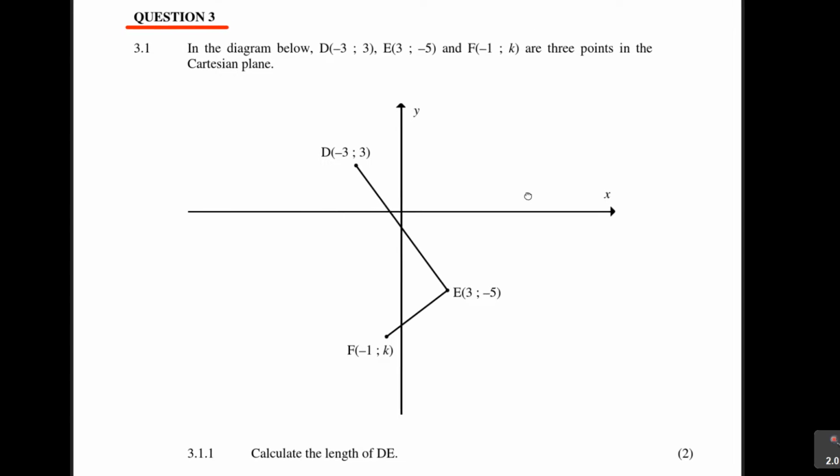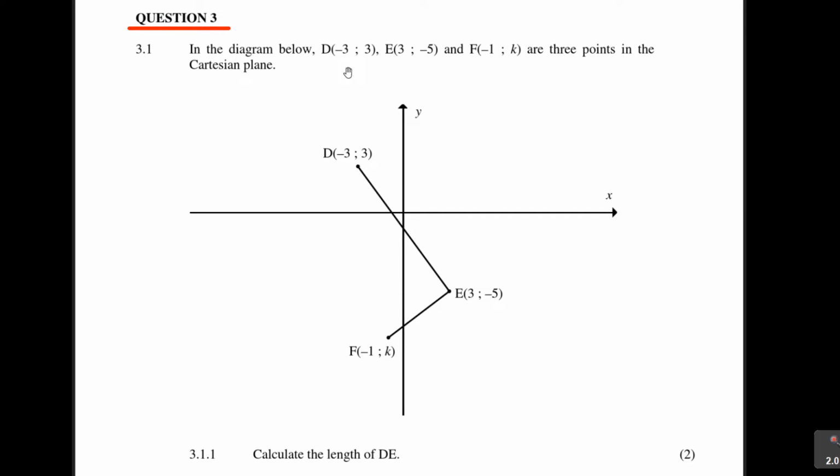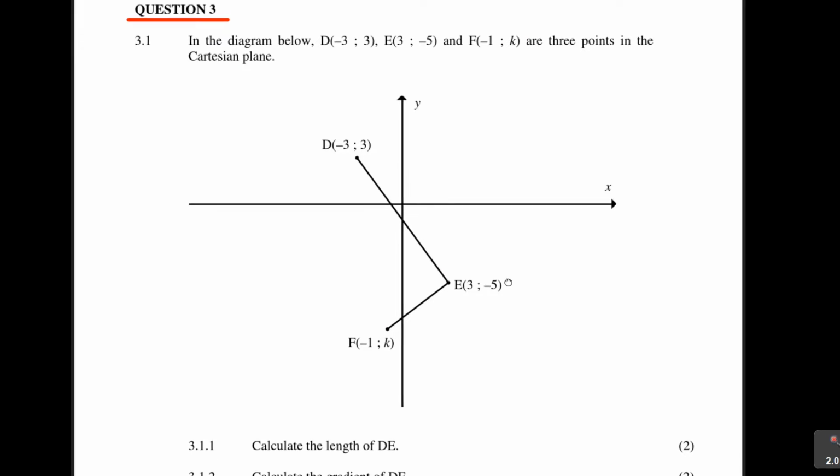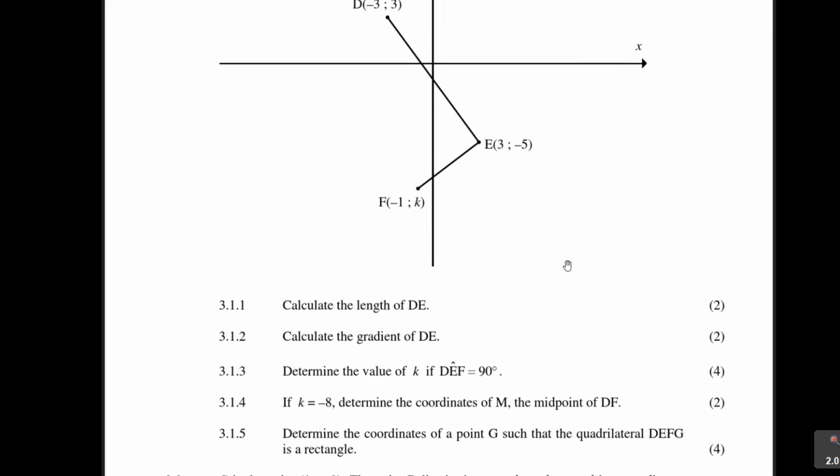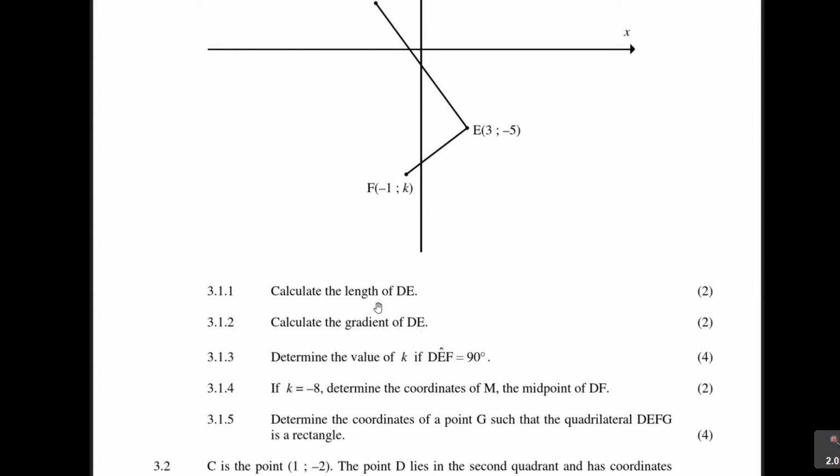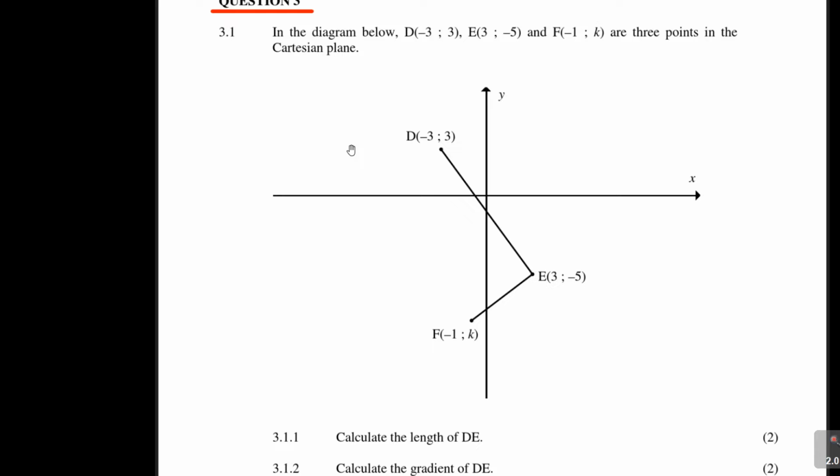It says here, in the diagram below, they give you the coordinates of D, as you can see, and then they give you the coordinates of E, and these are the coordinates of F. There are 3 points on the Cartesian plane. That is basic. So we got that information. Now the first one, 3.1.1, says calculate the length of DE.